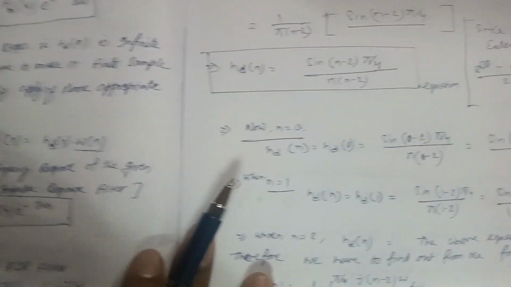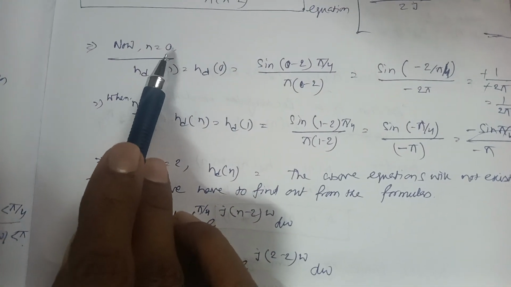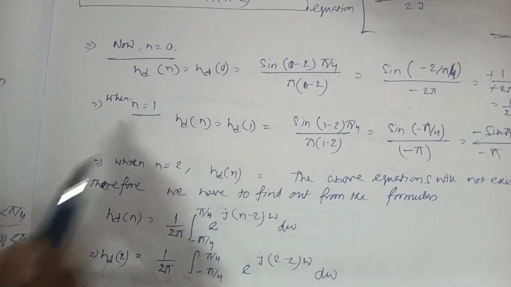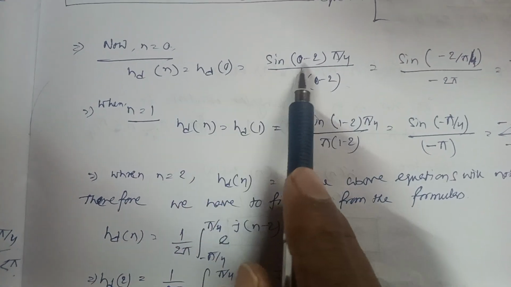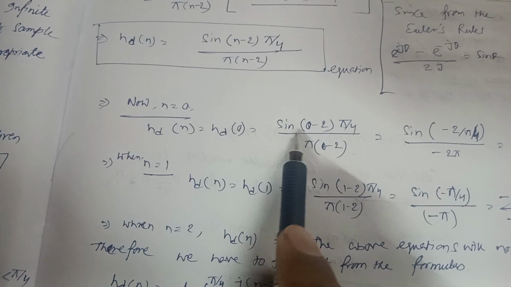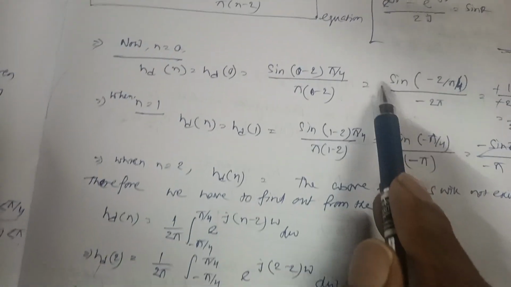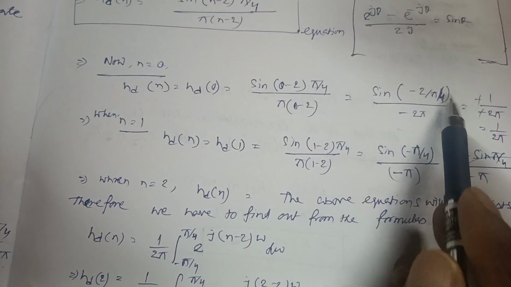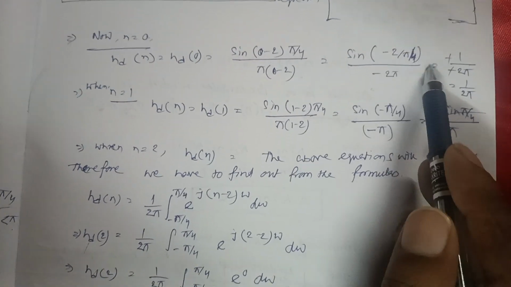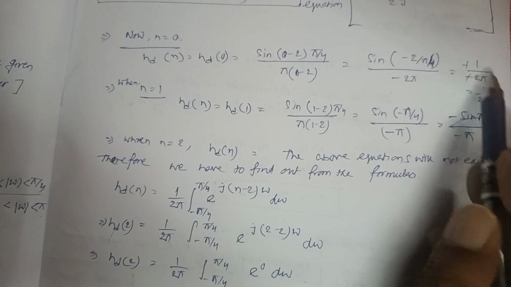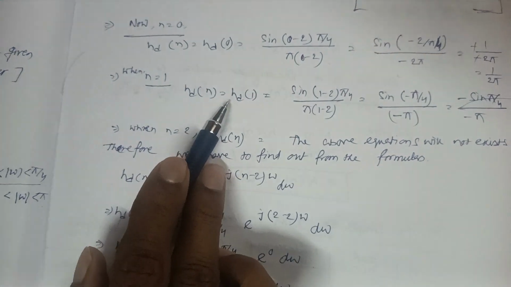So length 7, we have to find h putting n equals 0 to M minus 1, as we have written earlier. So h_d of 0, putting n equals 0 here, we get sine of 0 minus 2 into pi by 4, by pi into 0 minus 2. So here we get sine of minus 2 into pi by 4 by minus 2 pi. So sine of minus pi by 2 equals minus 1, by minus 2 pi. So finally we get 1 by 2 pi for h_d of 0.